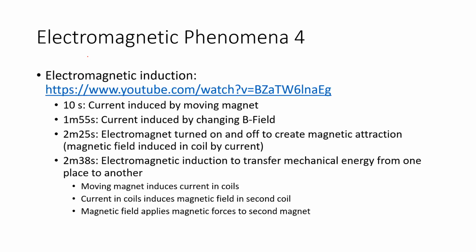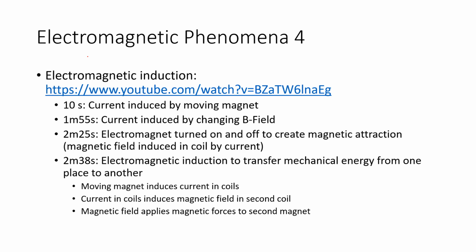Okay, phenomenon number 4. This is actually several phenomena that are all collectively different types of electromagnetic induction. We're going to see induced current by moving a magnet near a wire. You're going to see the current induced by a changing magnet again later. You're going to see an electromagnet turned on and off to create a magnetic attraction.